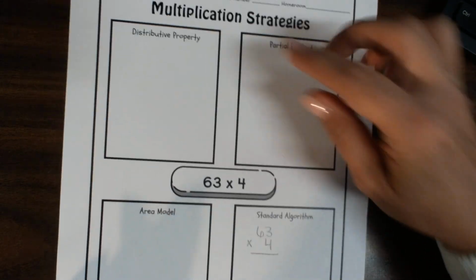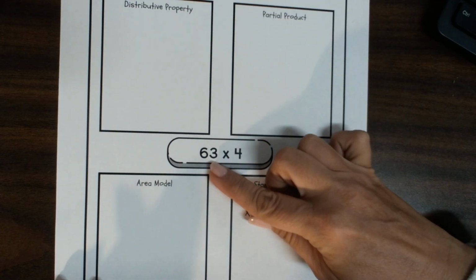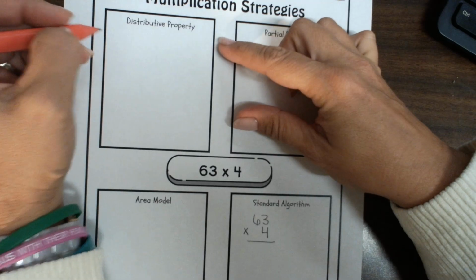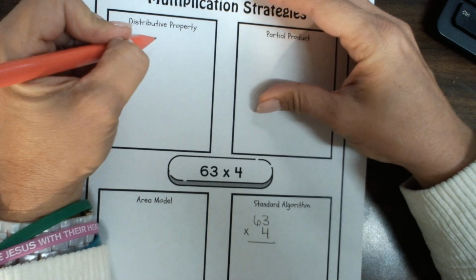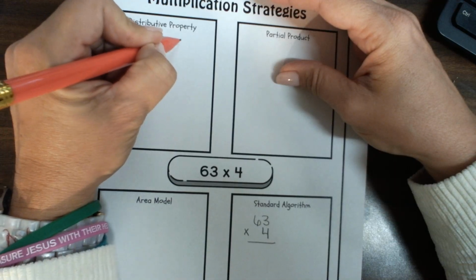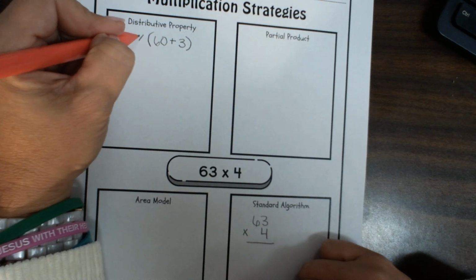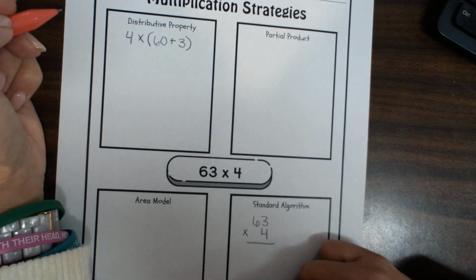Now, as far as doing that for the distributive property, we're going to actually take that 63 and we're going to do an expanded form version of that. So instead of 63, we're going to say 60 plus 3. And then, of course, we've got to keep in there that we are multiplying by 4.